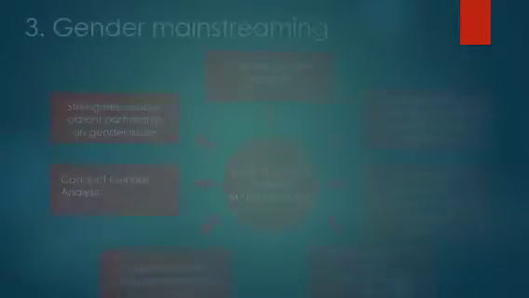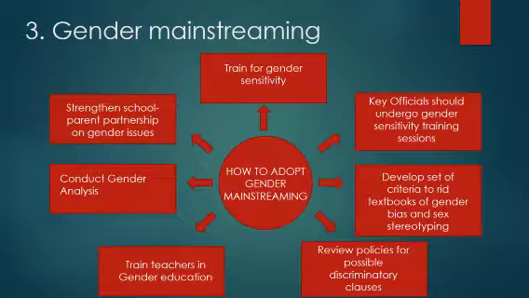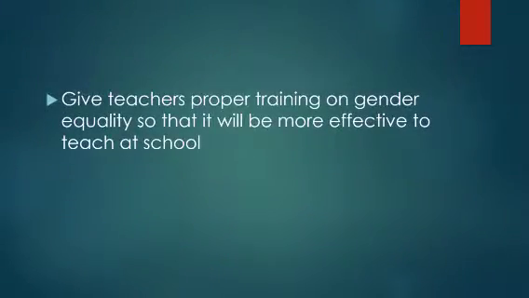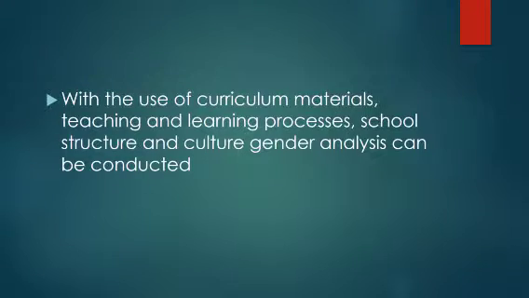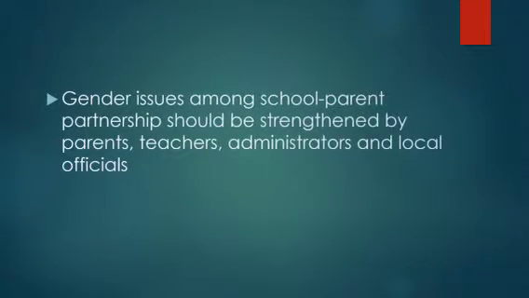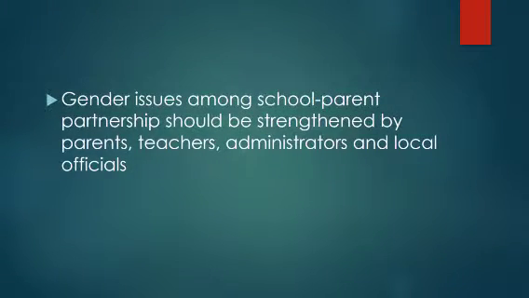Gender mainstreaming. There are ways to adopt gender mainstreaming, and these are some ways. To elaborate, give teachers proper training on gender equality so that it will be more effective to teach at school. With the use of curriculum materials, teaching and learning processes, and school structure and culture, gender analysis can be conducted. Gender issues among school-parent partnership should be strengthened by parents, teachers, administrators, and local officials.